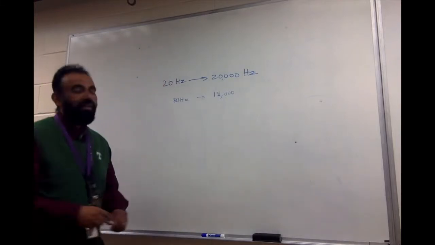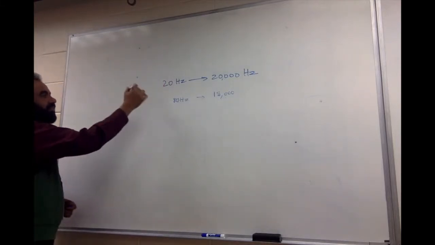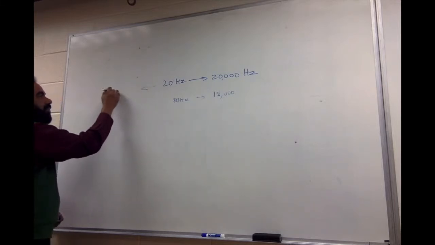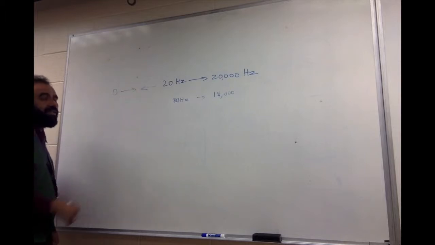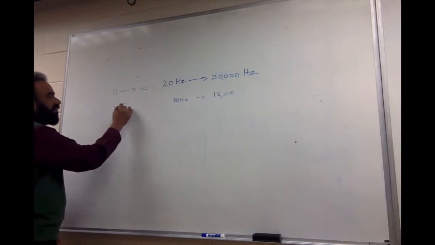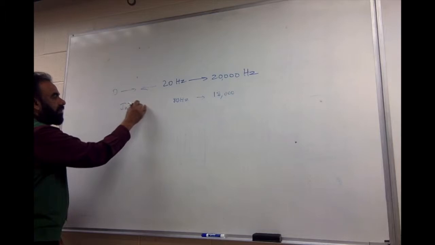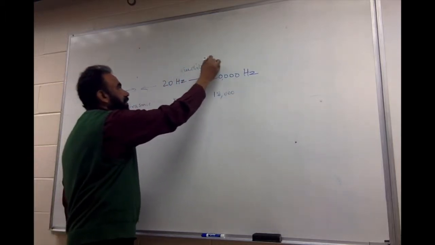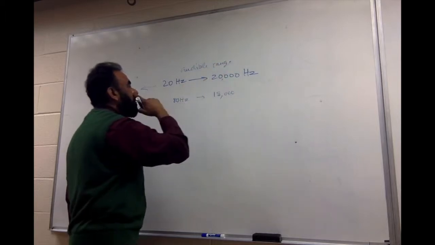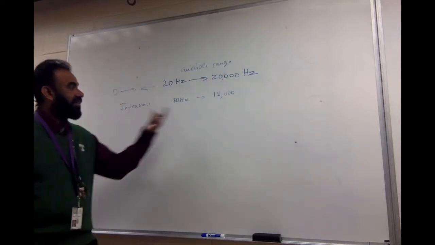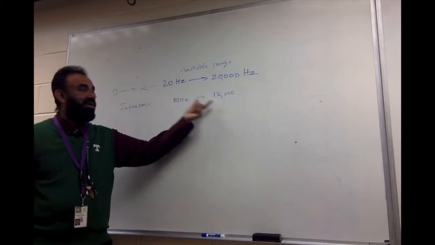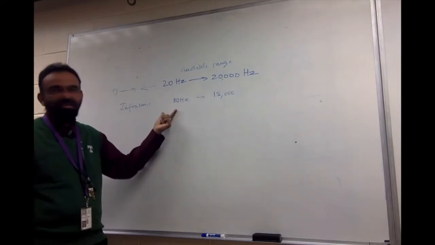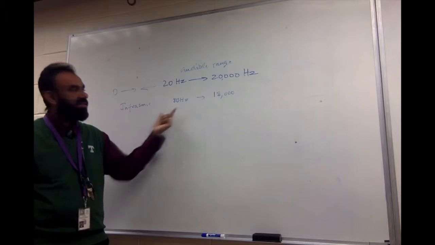Good. Now there are frequencies below 20 hertz, so 0 to 20 hertz. These frequencies are called infrasonic. And this is the audible range. This is supposed to be the audible range, but as I said, your range is now this. My range is almost the same, from here to approximately here. I think I can hear a bit lower than this.